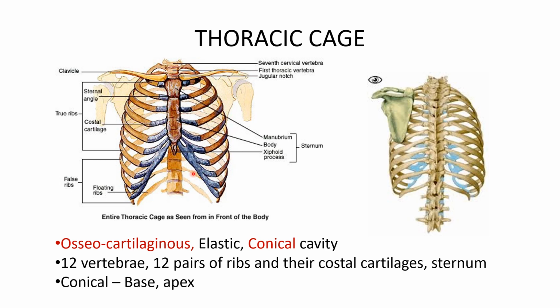So the thoracic cage is osteocartilaginous and elastic and conical in shape, and it is formed by 12 vertebrae. There will be 12 vertebrae, and these vertebrae are called the thoracic vertebrae. There are 12 pairs of ribs and their costal cartilages and the sternum, that is forming the thoracic cage. And the shape of the thoracic cage is conical, having a base and apex.